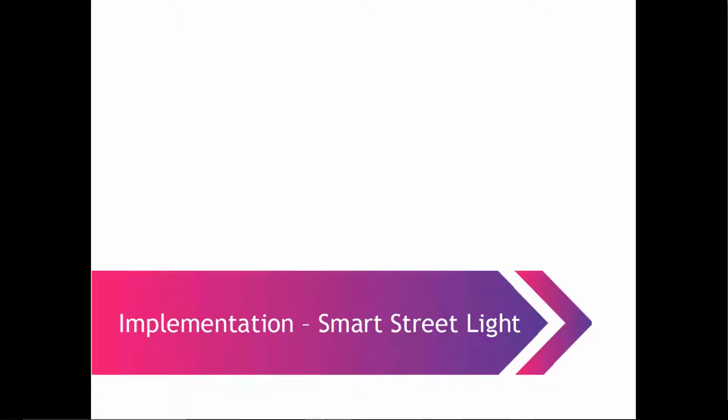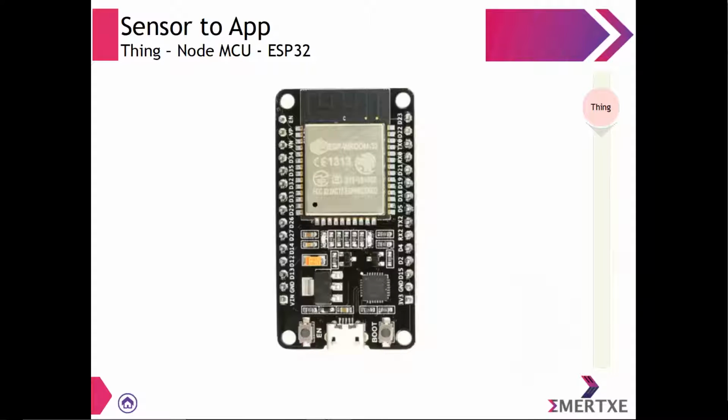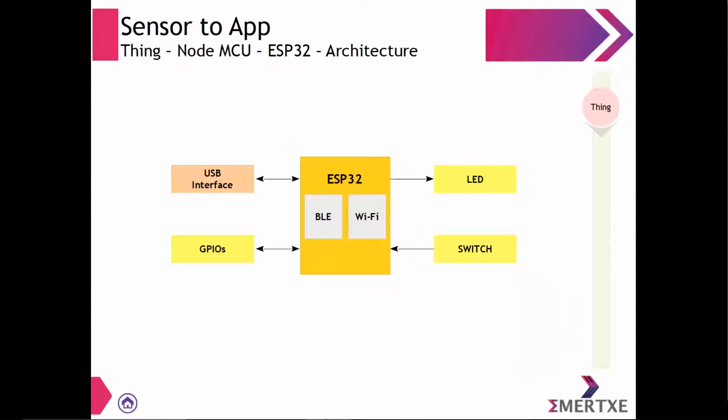When we talk about IoT implementations, we all know that every IoT project starts with an end called a thing. So let's start with our thing. As mentioned in previous slides, our thing is called NodeMCU, which is based on ESP32. This is a device which has built-in Bluetooth and Wi-Fi. The board is very simple, with one single LED and a simple tactile switch, and it has a good number of GPIOs and a USB interface using which you can do debugging.